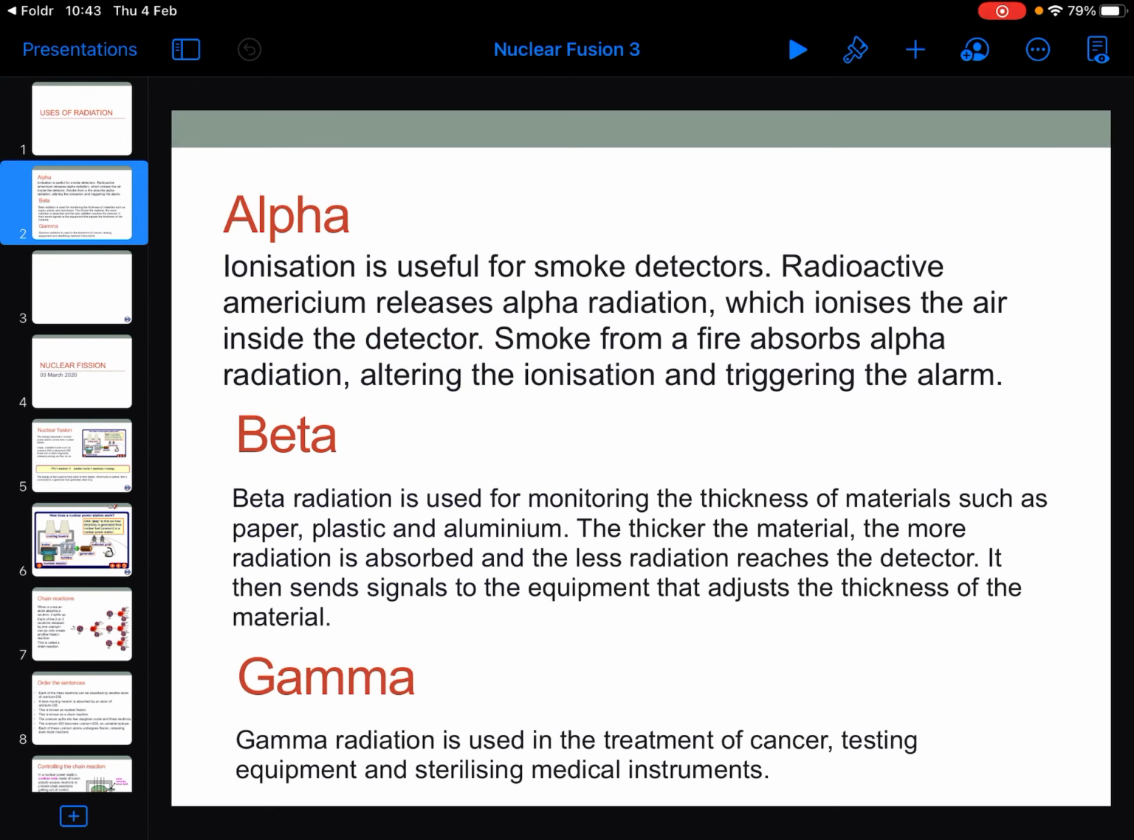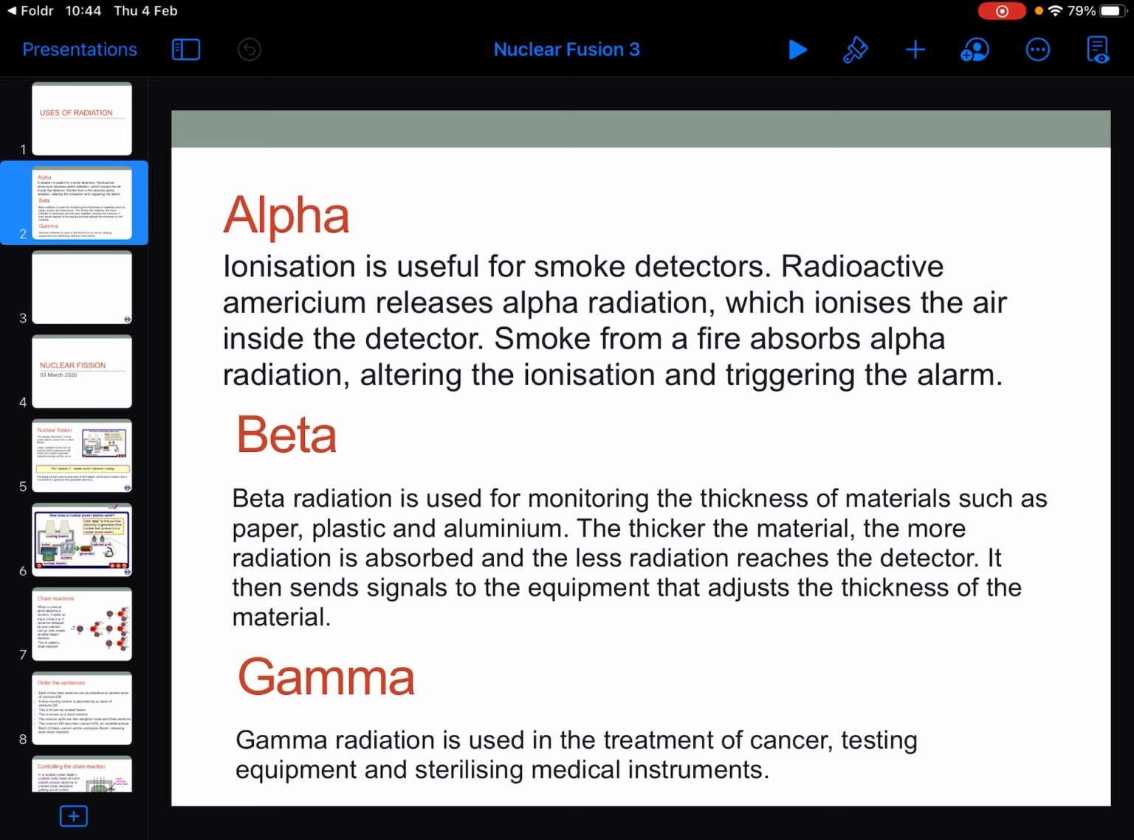So I've really summarised the uses of radiation and I've just given you a couple. So alpha is used in smoke detectors because it's very, very ionising. Radioactive americium, and you're not expected to know which particular element goes into it, but just so you know how it actually works, releases alpha radiation, which ionises the air inside the detector. Smoke from a fire absorbs alpha radiation, altering the ionisation and triggering the alarm.